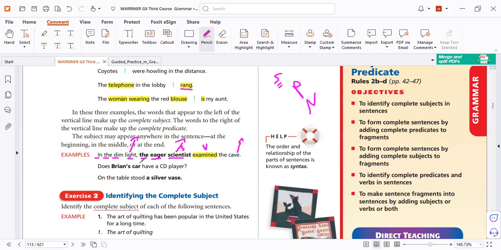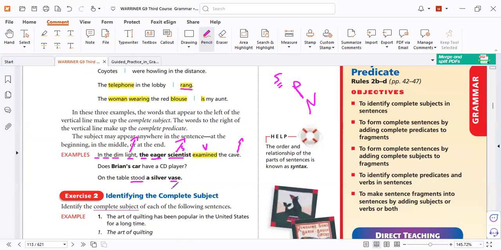But sometimes we don't use logic. Let's see something. Here, for example, on the table stood a silver vase. What stood? The vase. So vase is the subject. Yes or no? Yes. So that is the point I'm telling you about.